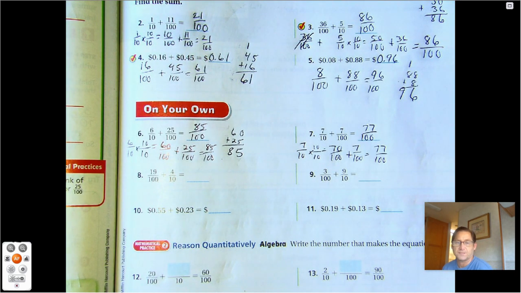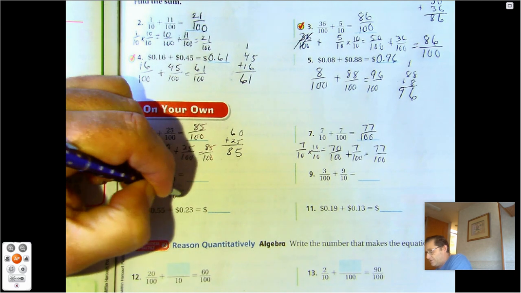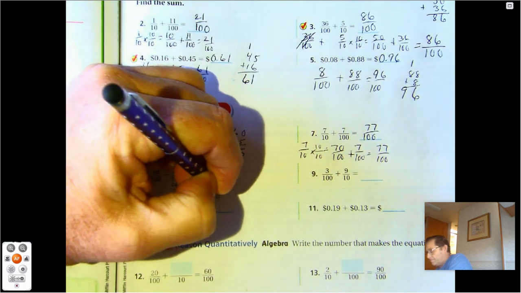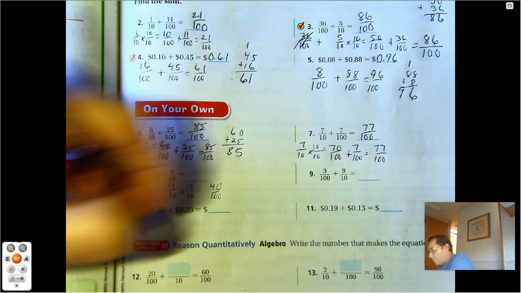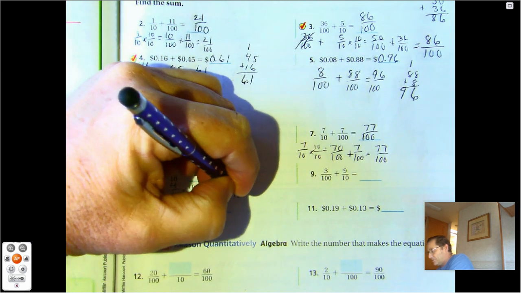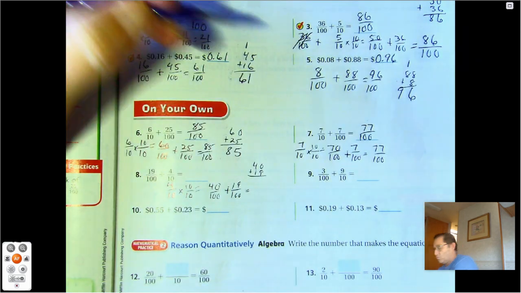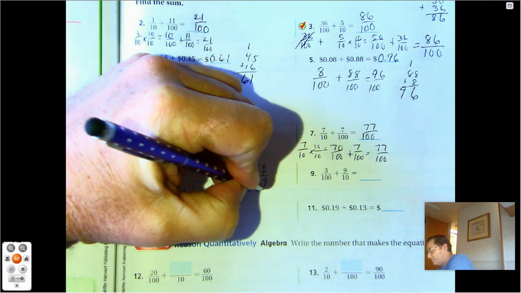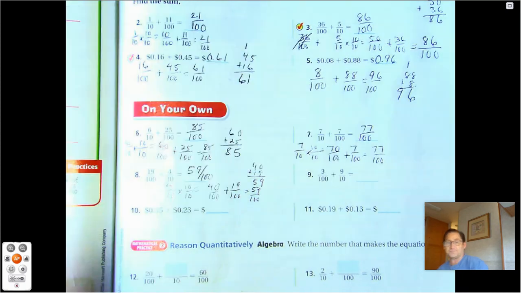19 hundredths plus 4 tenths. I need to change the 4 tenths into hundredths by multiplying by 10. 4 times 10 is 40. 10 times 10 is 100. All right, 40 hundredths plus 19 hundredths. 9 and 0 ones is 9. 4 and 1 ten is 5 tens. So 59 hundredths.